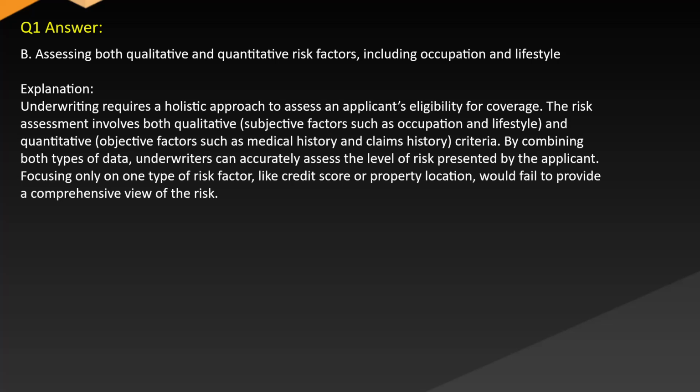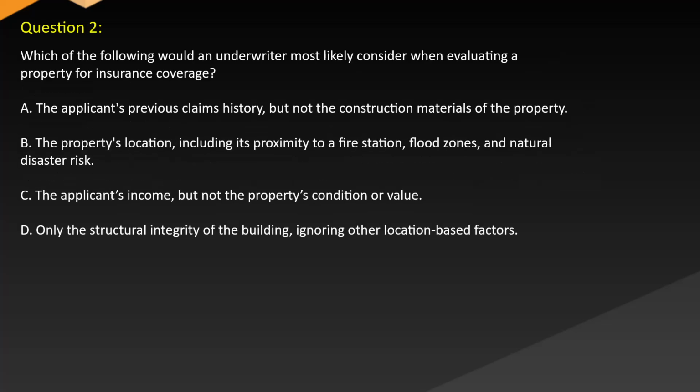By combining both types of data, underwriters accurately assess the level of risk presented by the applicant. Focusing only on one type of risk factor, like credit score or property location, would fail to provide a comprehensive view of the risk. Question 2.